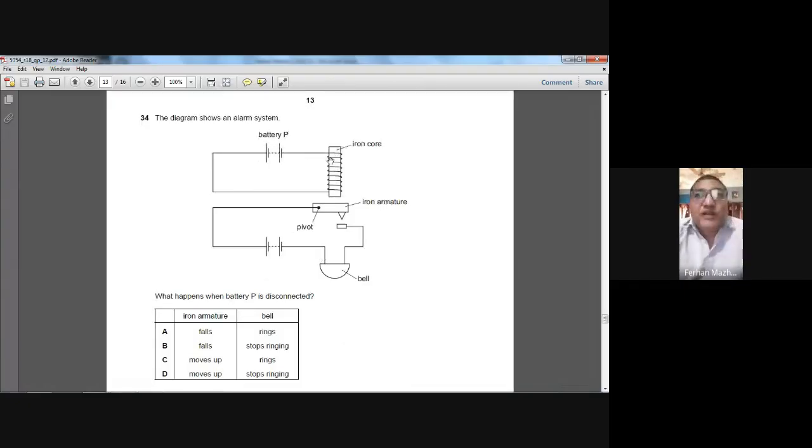If you disconnect this battery, this coil and iron core will lose their magnetism. So this iron armature, which was previously lifted in the air due to the magnetic field, will fall under its weight. It will touch this point. This second circuit will be completed, and this bell will start ringing. So the iron armature will fall, and the bell will ring. So for 34, A is the option.